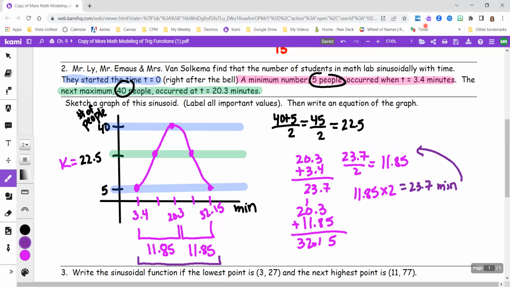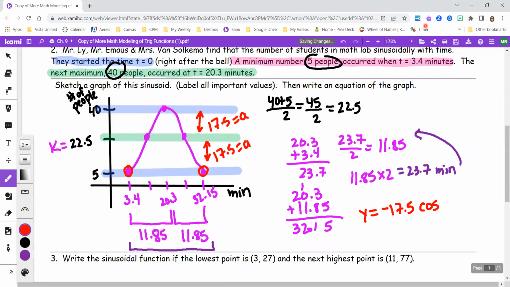So my equation, I'm going to have y equal. This is going to be a negative cosine because I'm going to go from low to low. And my b is going to be the distance from here to here or here to here. So if I go 40 minus 22.5, I end up with 17.5 that I'm adding above or subtracting. So this is going to be my A. That's my amplitude. So my equation is going to be y is equal to negative 17.5 cosine.